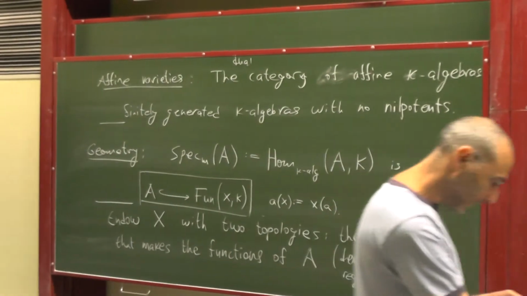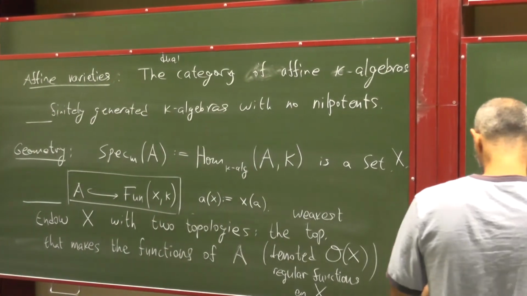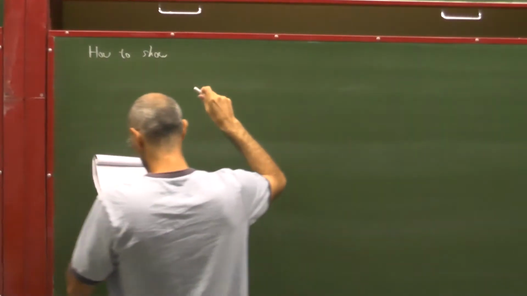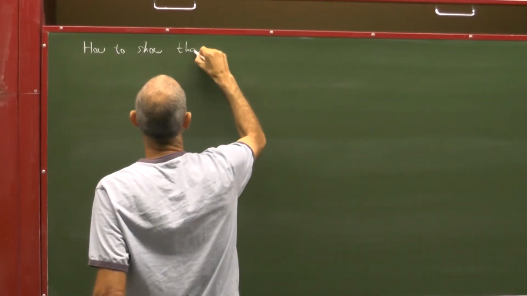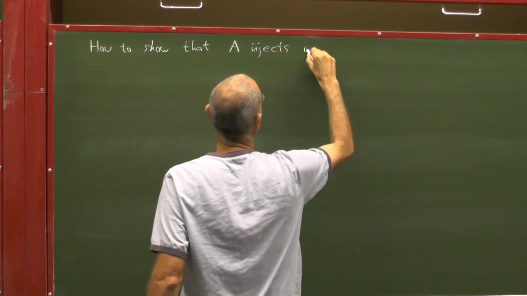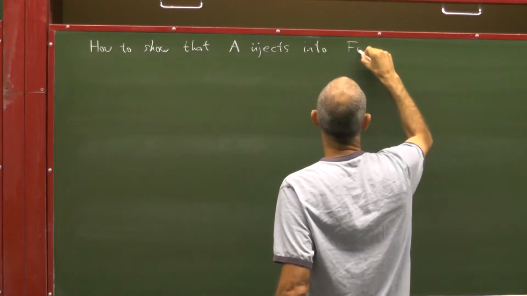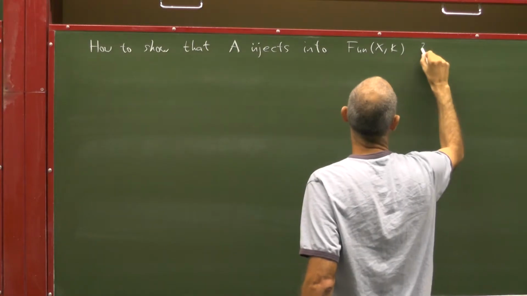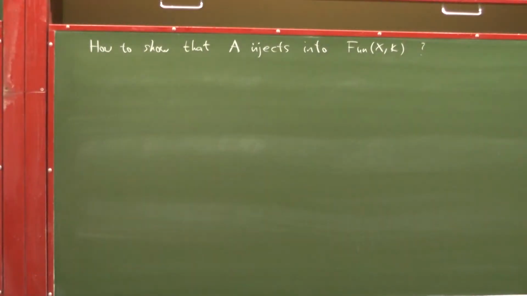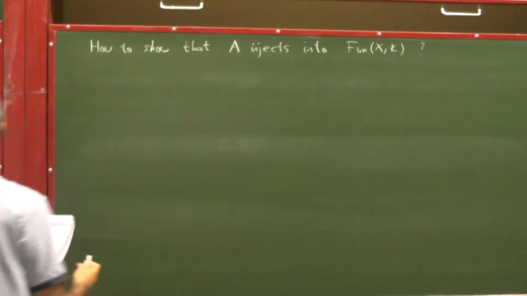Now I emphasized the injectivity here in my discussion, and let me go back to it. How to show that A injects into the functions on X? There are two steps here. I want to discuss this first, and also how to justify it.